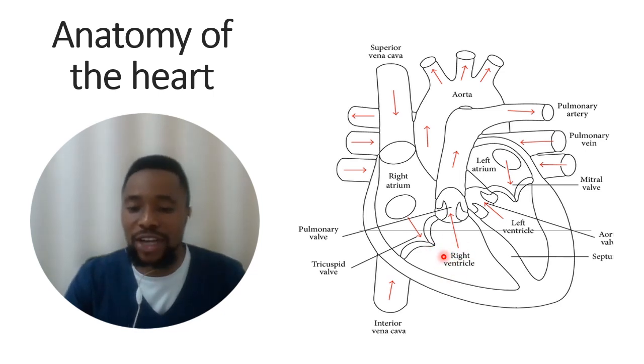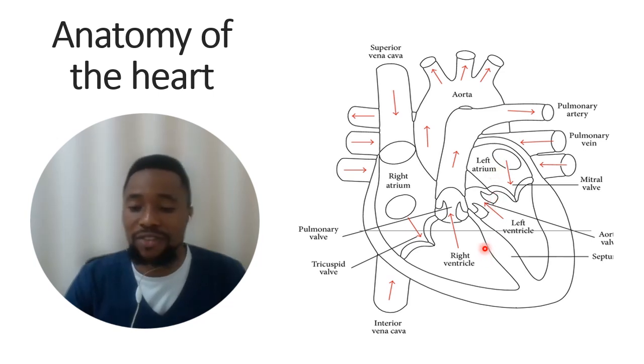You have the right ventricle, look at the screen here, and the left ventricle. So tentatively, what I'm saying is that we have two ventricles, the left and the right. Then we have two auricles, or we call them atria. You have the right and the left. So those are the four chambers.